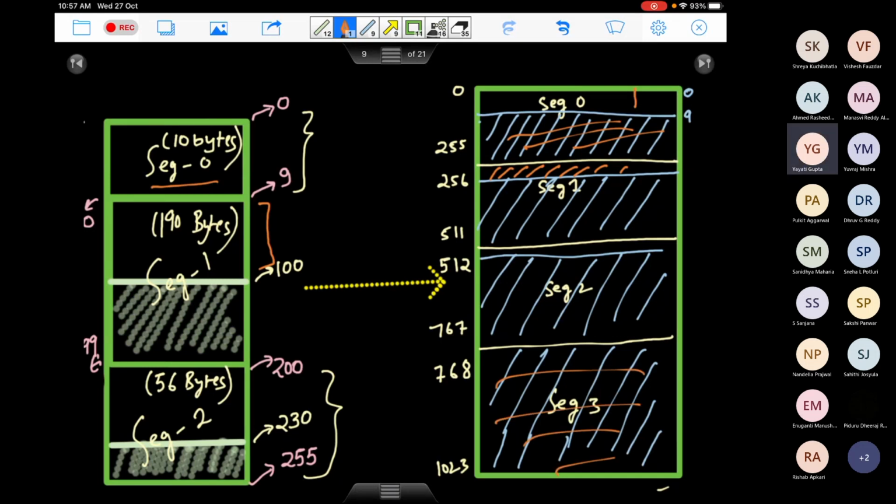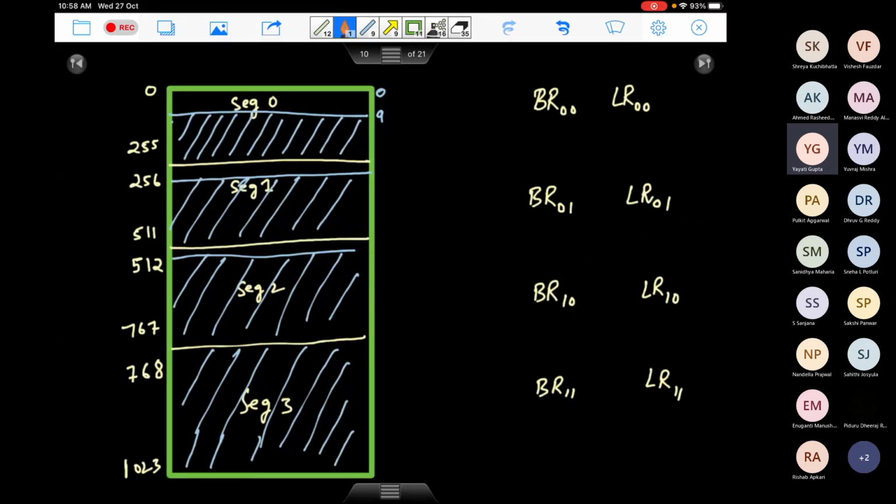So our virtual space has increased from 256 bytes to 1024 bytes. But it doesn't bother us because we are not going to map this entire virtual address space. So the part which we are going to map still remains the same. 10 bytes for this, 90 bytes for this, and some 30 bytes for this. Only that much we are going to map. Whatever we have done just helps us in address translation. Now we can do the same thing which we did before.